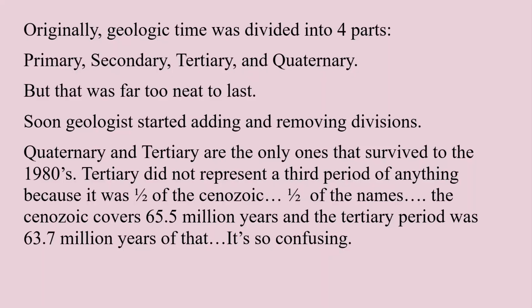Tertiary did not represent a third of anything because it was half of the Cenozoic, or half of the names anyway. And the Cenozoic covers 65.5 million years, and the tertiary period was 63.7 million years. So it's so confusing, these names.